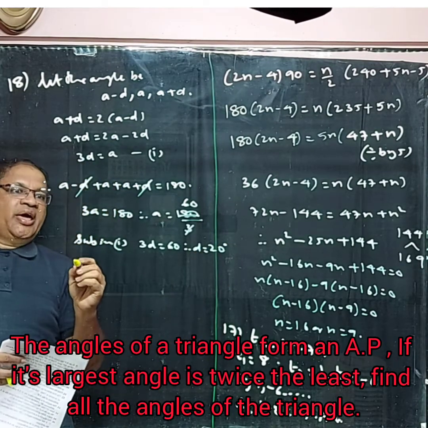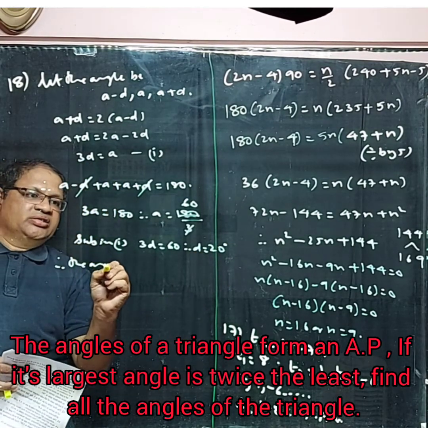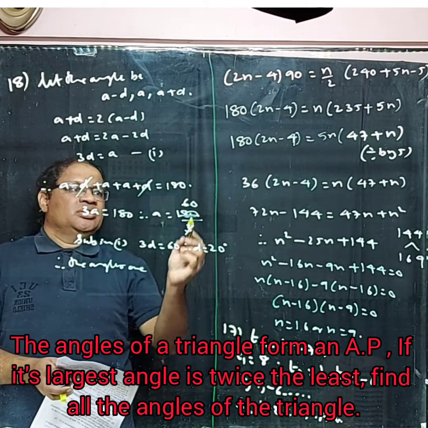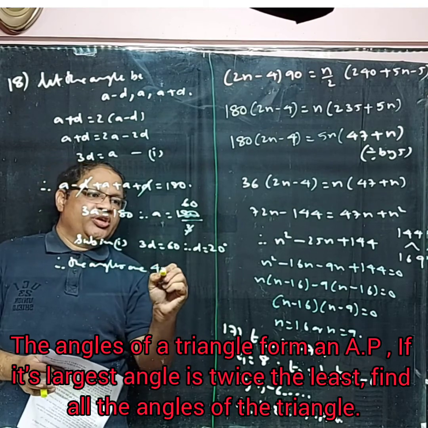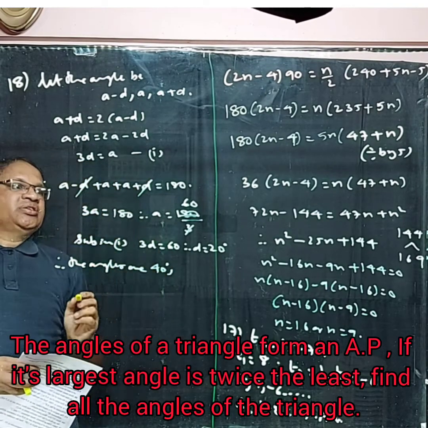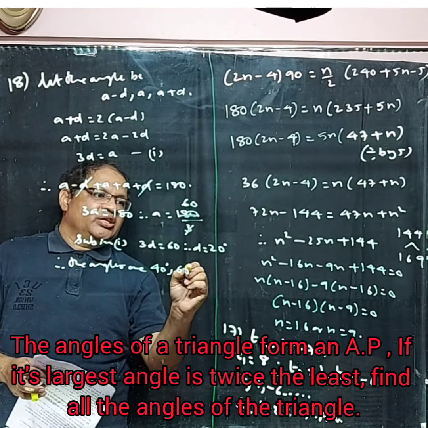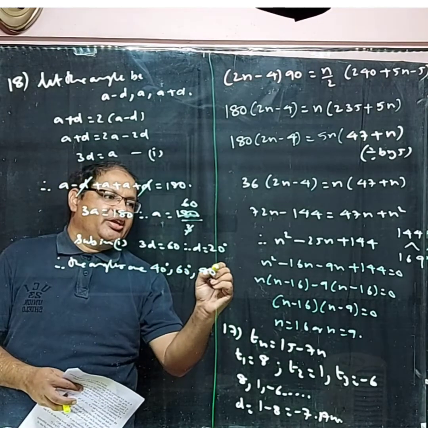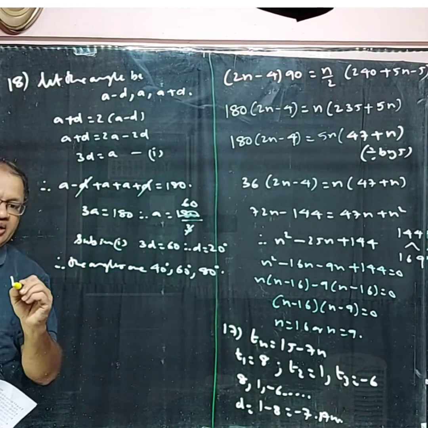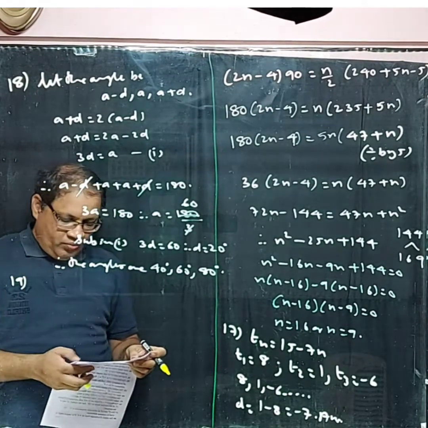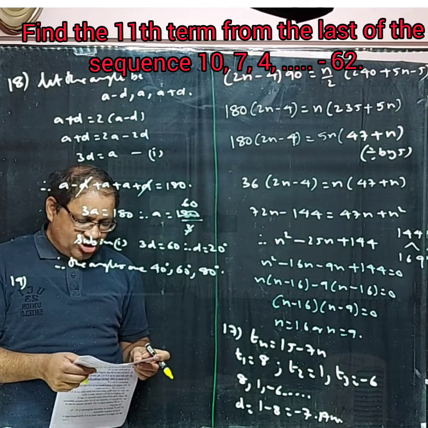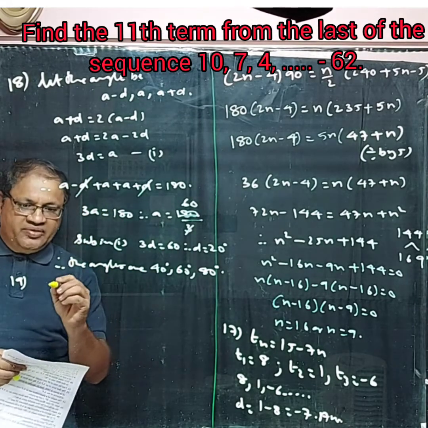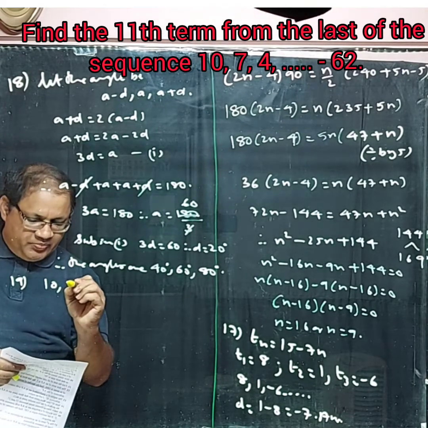Okay. So the angles are, see, A minus D, that is 60 minus 20, that is 40 degrees. Then next is A, that is 60 degrees. And the last one is A plus D, that is 60 plus 20, that is 80 degrees. Alright. 19th sum. Find the 11th term from the last of the sequence. 11th term from the last they want. And they have given this AP.